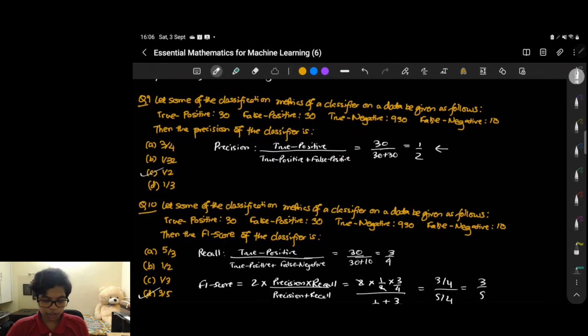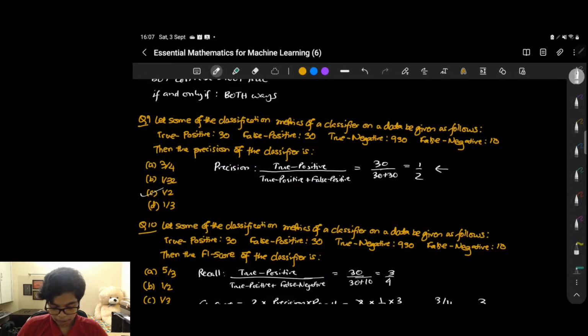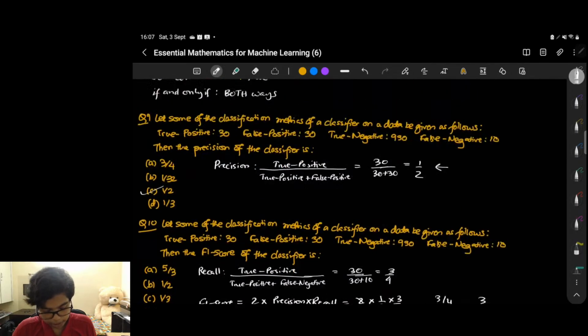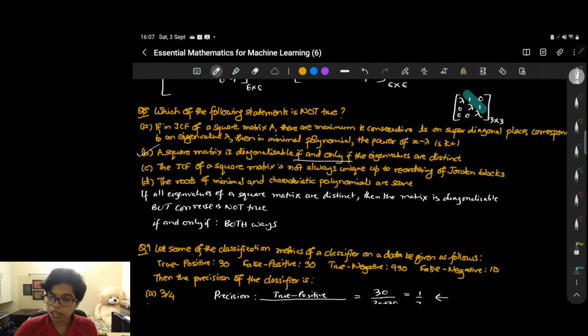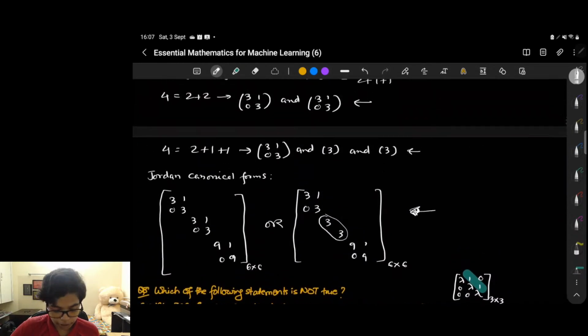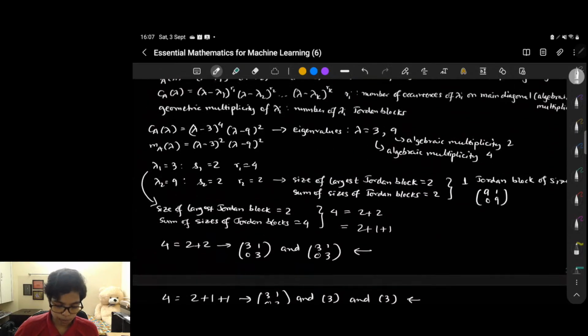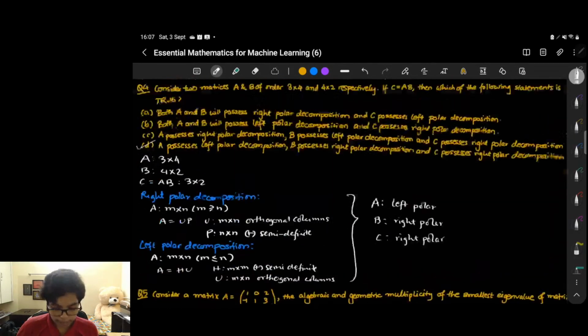So precision, recall and F1 score basically tell you how good or bad your classifier is. These are like accuracy measures of your classifier. So that's all for this assignment, and hopefully you can solve the week 6 assignment of the current session based on these problems. So that's all for this lecture.